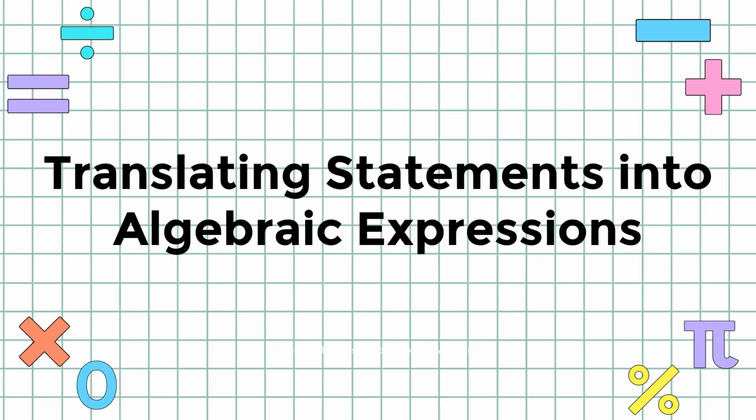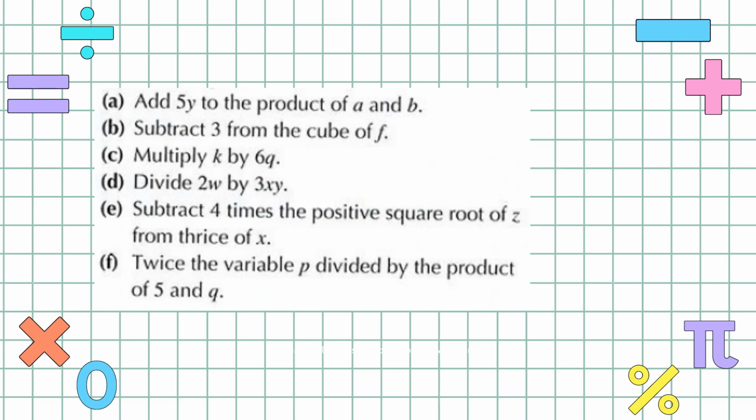This time, we're going to try how to translate statements into algebraic expressions or mathematical symbols. So let's start with the basic examples, which involve different operations. For letter A, add 5y to the product of A and B. If you analyze the statement, the story goes like this: we will be adding 5y to whatever the product of A and B is.